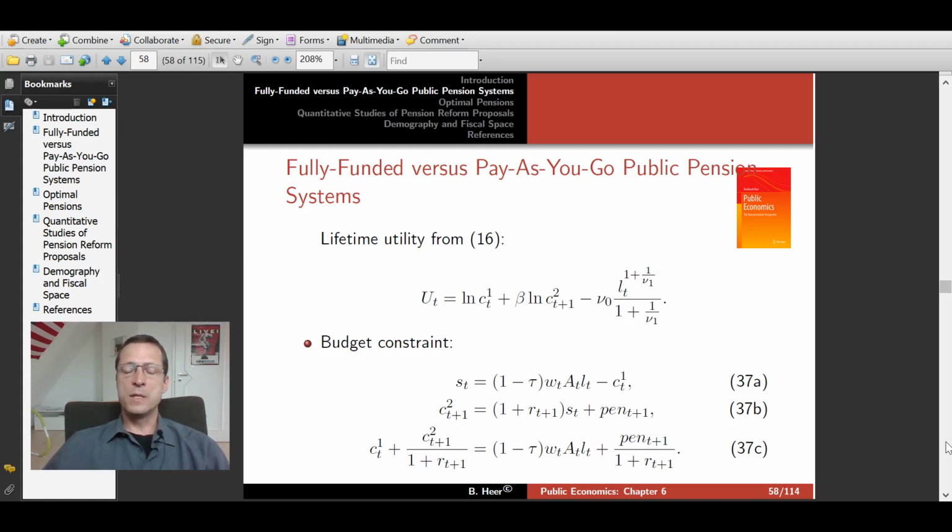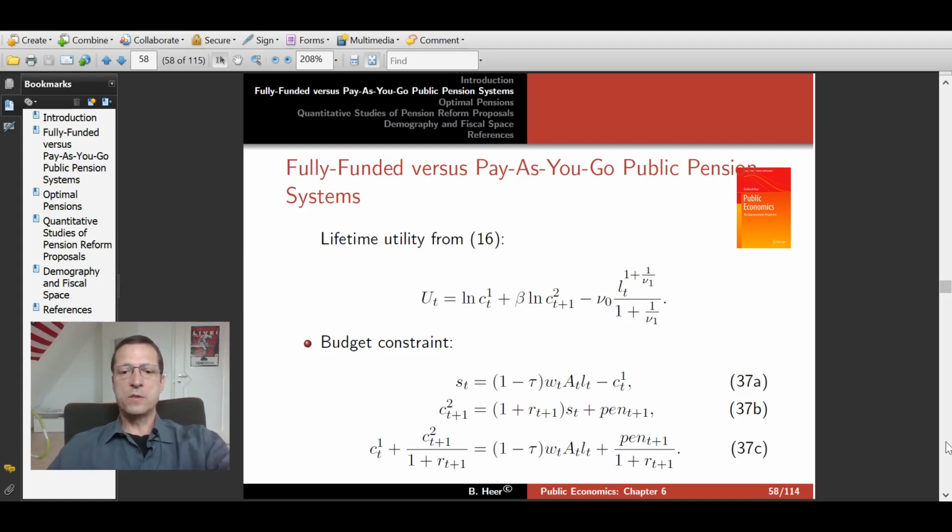And we assume an additive term in the disutility from labor, where, as you remember from the last video, nu_1 denotes the Frisch labor supply elasticity. So by how much labor supply increases if the net wage increases by 1%.